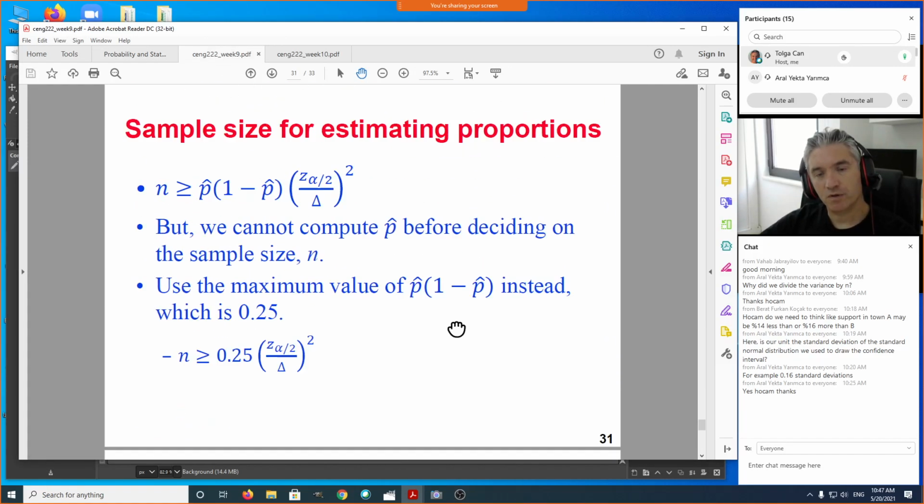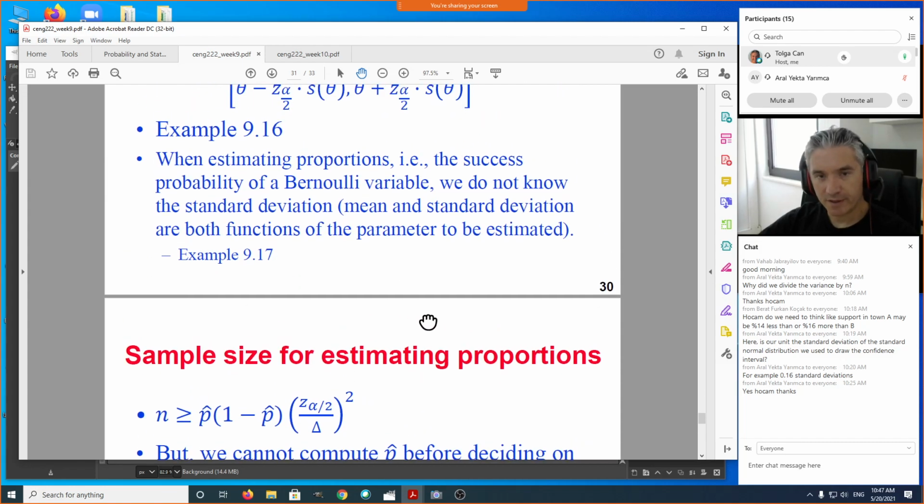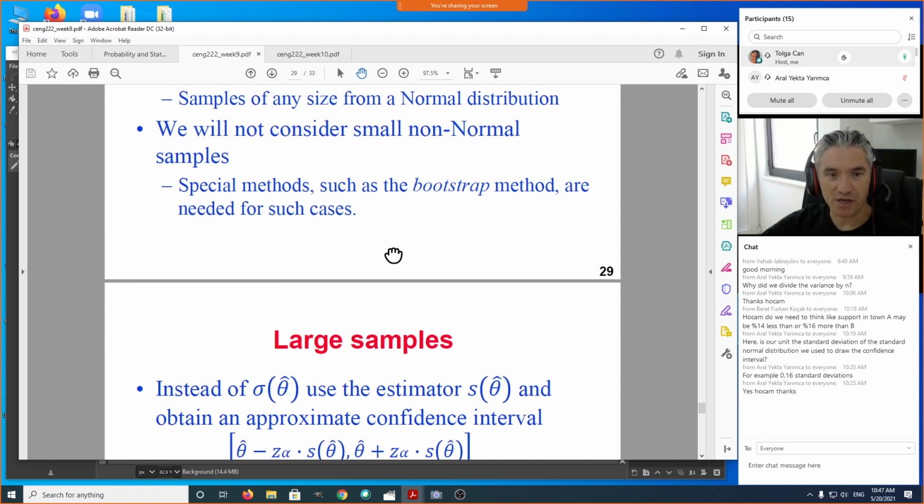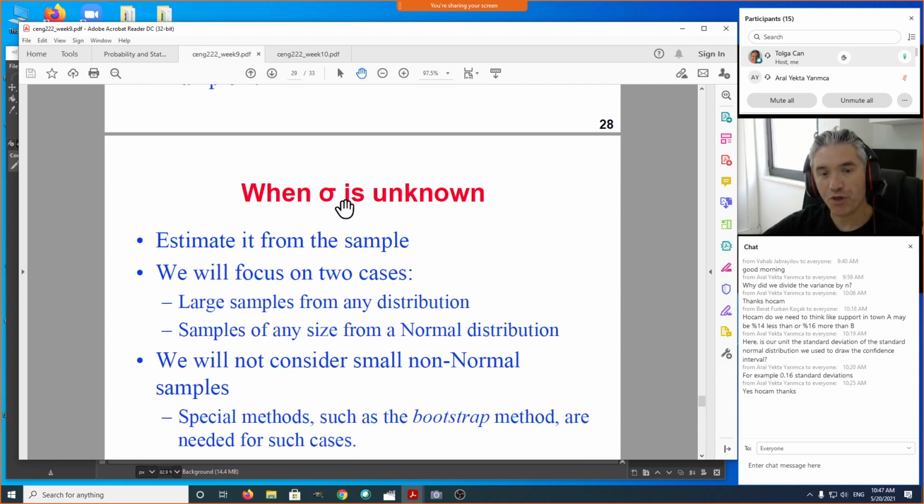In this subsection on unknown standard deviation, when we don't know the standard deviation of the individual variables that we want to estimate, we have seen we estimate it from the sample. We use the sample standard deviation in place of sigma. And we have seen large samples from any distribution.